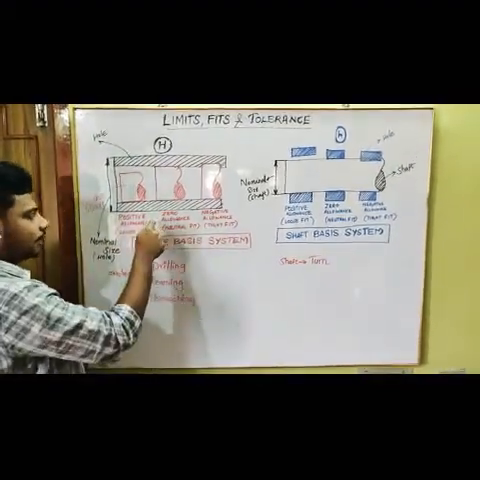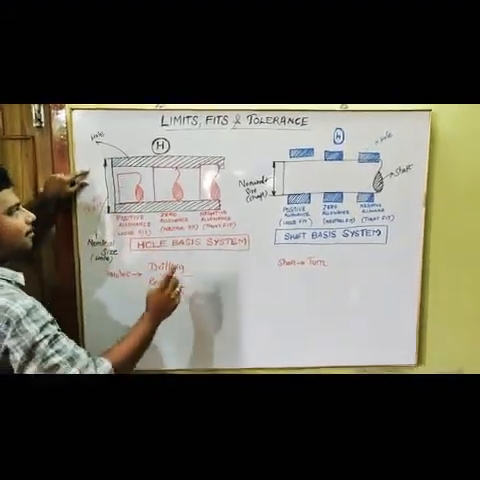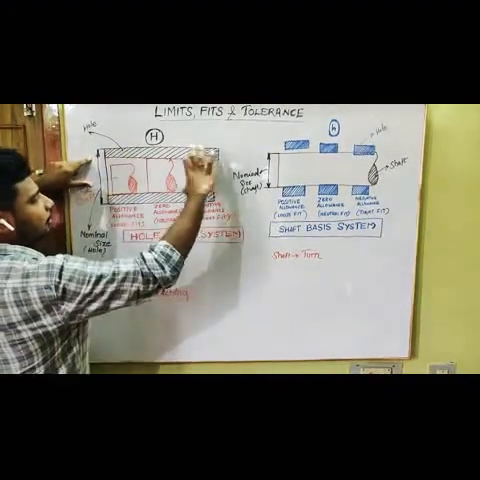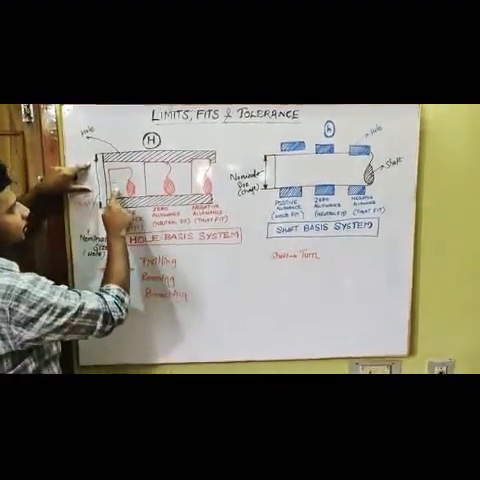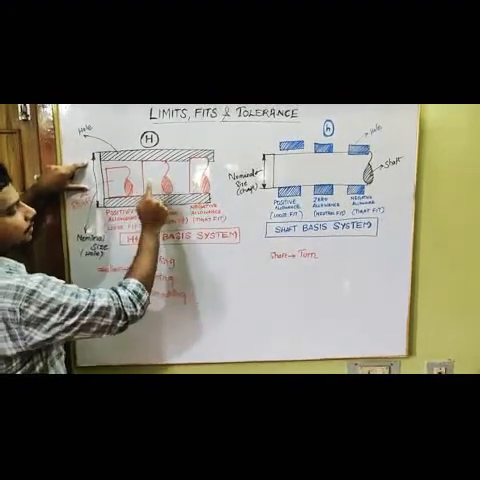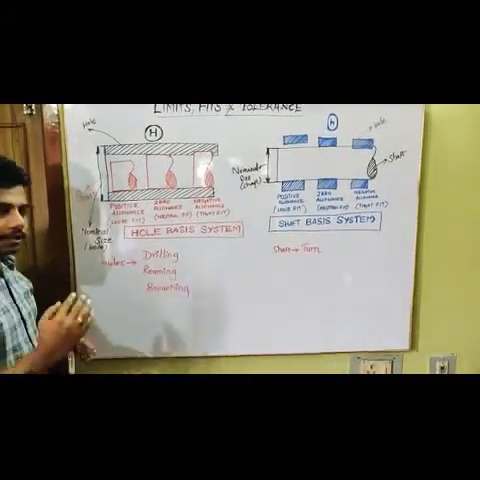In case you take the hole basis system, what have we done? By using only one drill bit for the given diameter, we will make the hole first and we will give the allowance there. Later we will only increase the diameter of the shaft by using only one operation called turning. So which one is best?